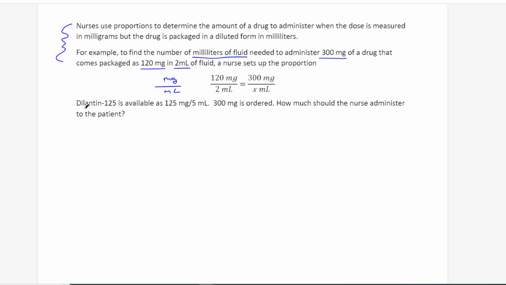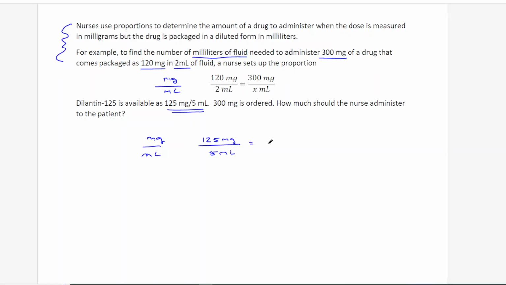So for example, Dilantin 125 is a type of drug. It's available as 125 milligrams per 5 milliliters. If 300 milligrams is ordered, how much should the nurse administer to the patient? So what we're going to compare again is milligrams to milliliters. We have a known dosage of 125 milligrams per 5 milliliters.